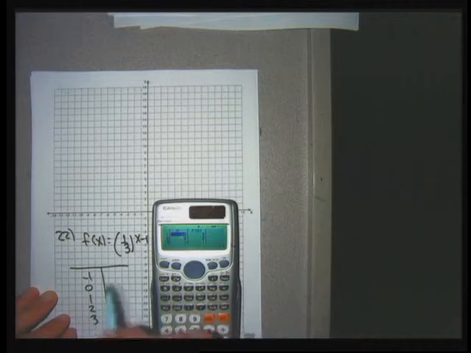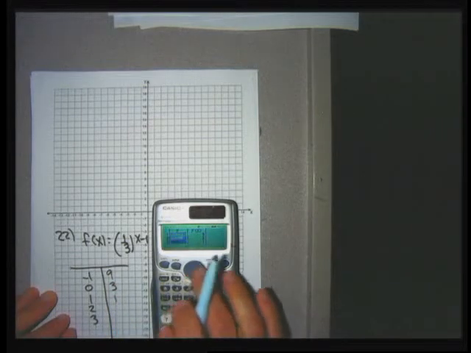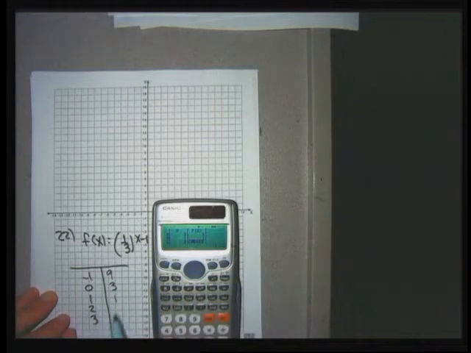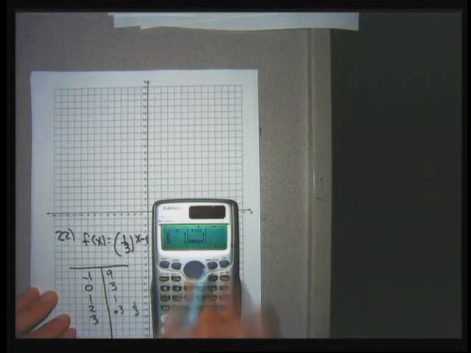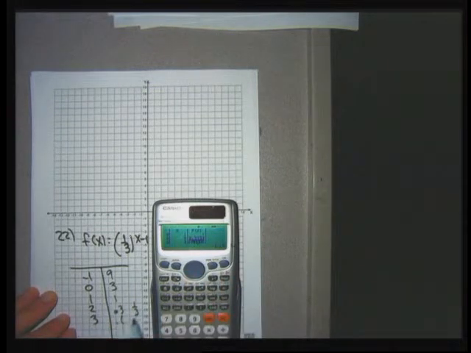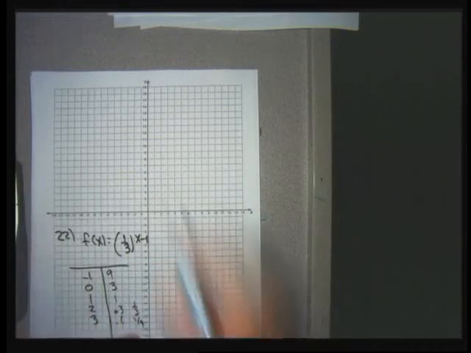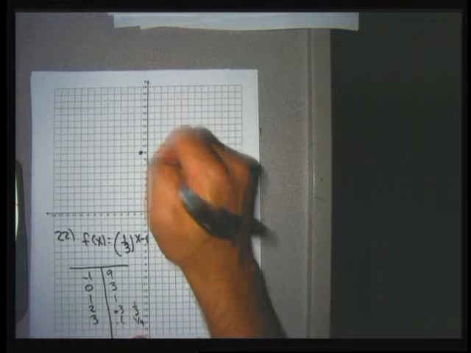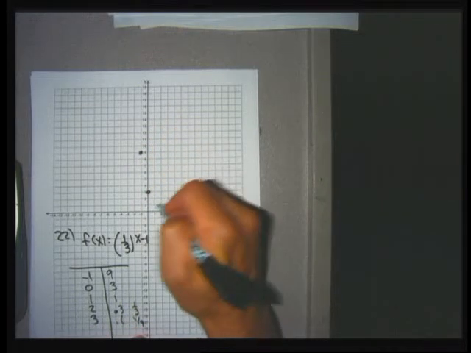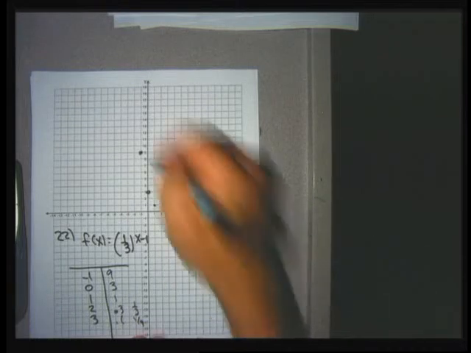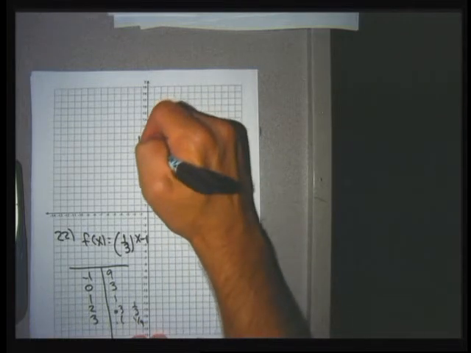So the first point has a 9, the second point has a 3, then a 1, and then 0.33 or 1/3, and then 0.1 repeating or 1/9. I'm just going to plot those points. So -1, 9, 0, 3, 1, 1, 2 and 0.3, 1 and 0.1, 3 and 0.1.